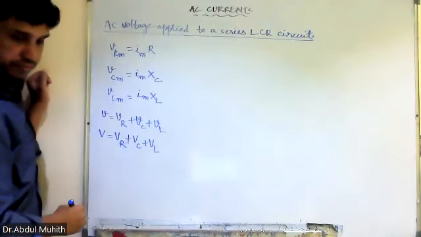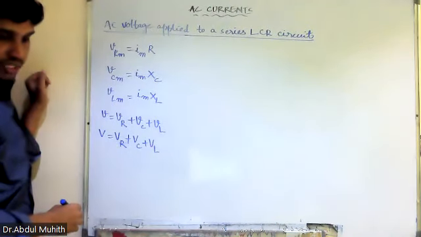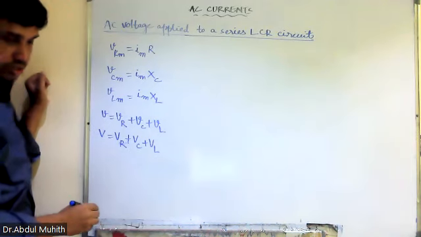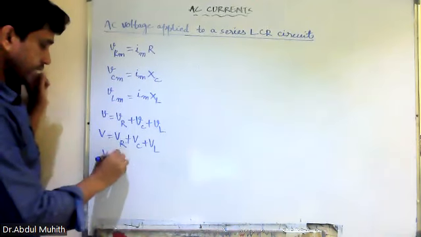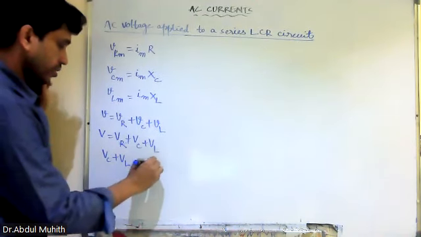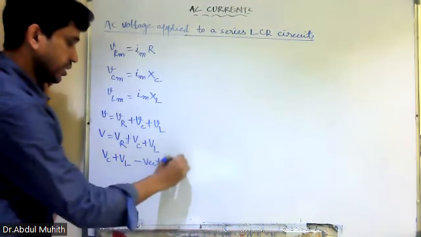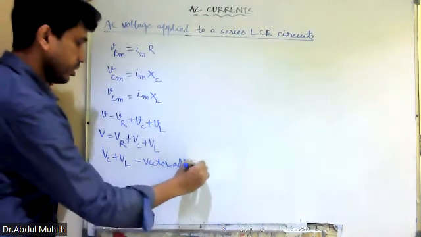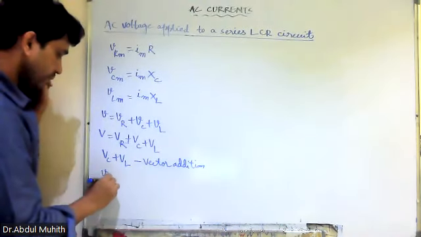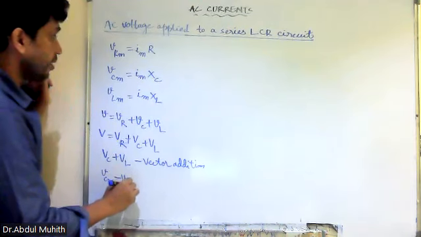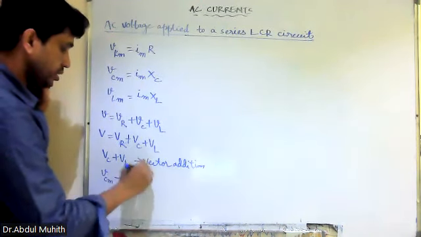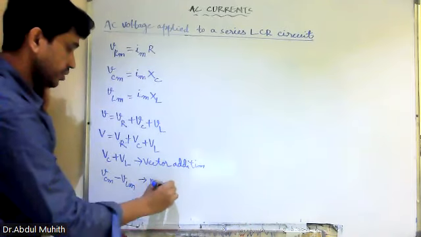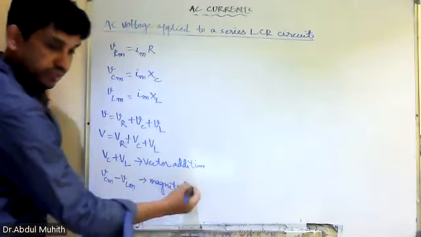Now, here VC and VL both are in opposite direction. So if you are writing in vector notation, it will be VC plus VL, this is vector addition. And VCM minus VLM, that is the magnitude. This gives the magnitude. Is it clear to all of you?